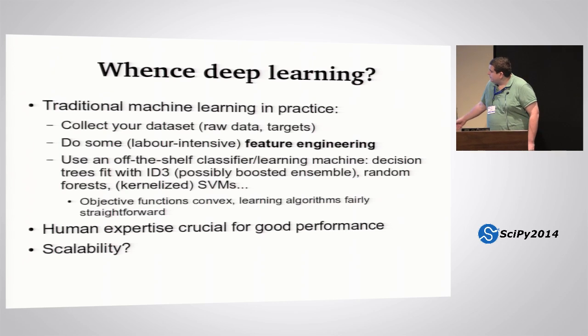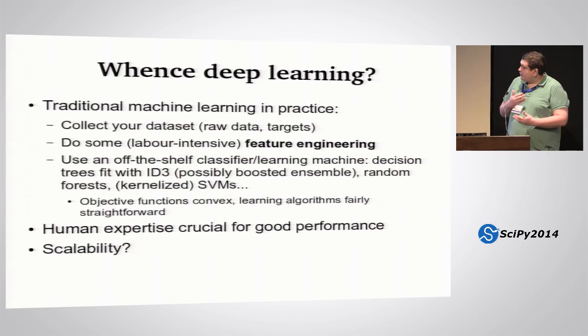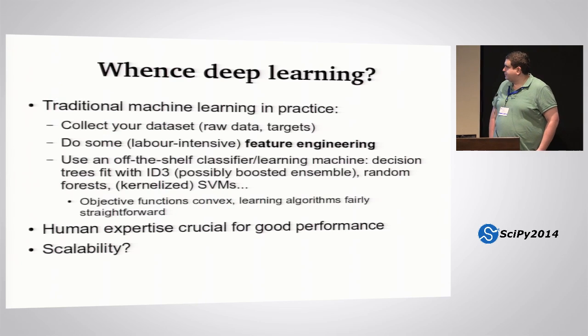And your objective function in those regards, the function that you're actually optimizing with respect to your training set, is usually pretty straightforward, if not convex. And the learning algorithms are fairly well described in your favorite machine learning textbook. The trouble is that the human is still very much in the loop in traditional machine learning practice. And a good human can make or break the performance of your system.